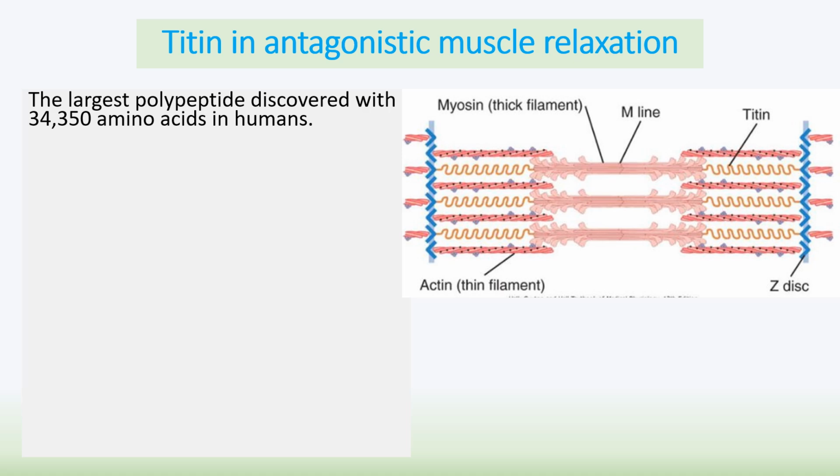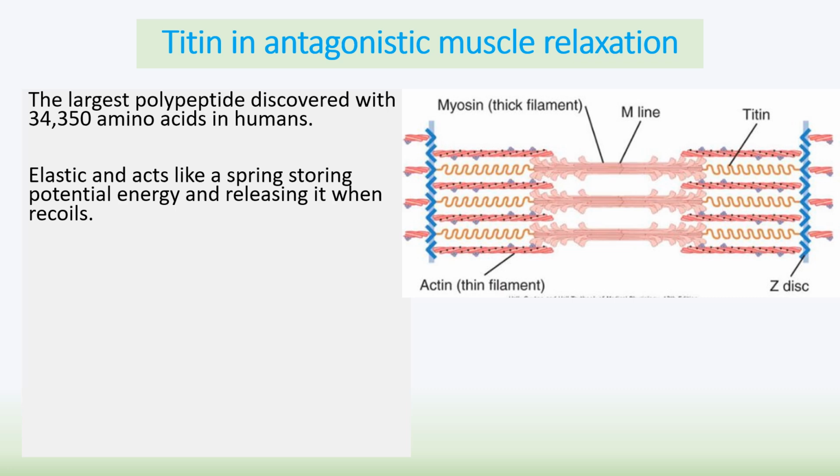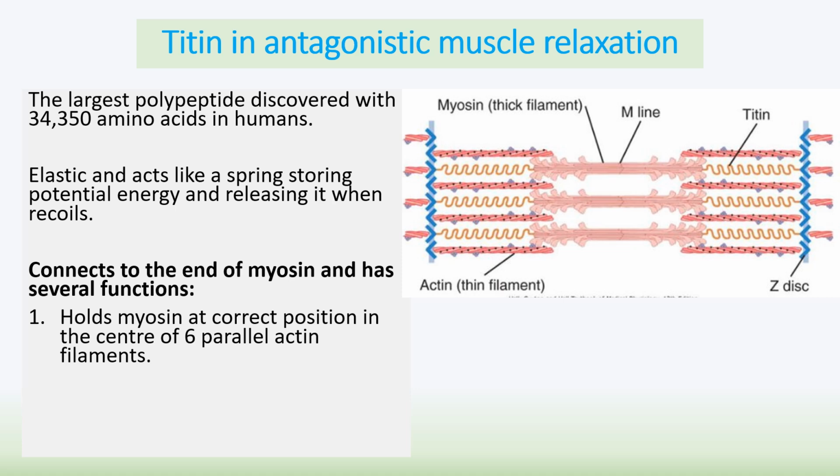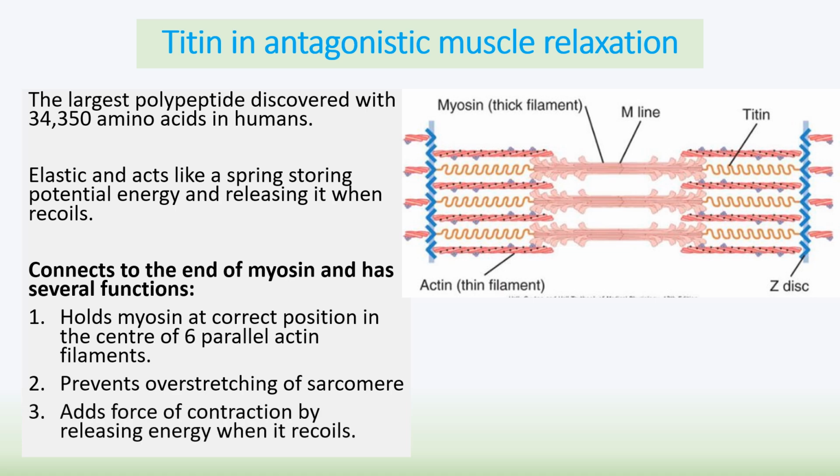And the protein that allows this to happen is called titin, which is the largest polypeptide discovered in humans. It is elastic and it effectively acts like a spring, releasing potential energy when it recoils. It connects to the end of the myosin and it has several functions. Firstly, it holds the myosin at correct positions in the center of the parallel actin filaments. It prevents overstretching of the sarcomere when the muscle is stretched, and it adds force of contraction by releasing energy when it recoils.